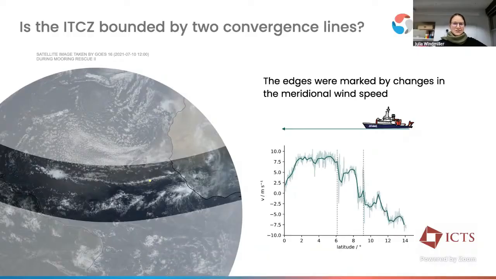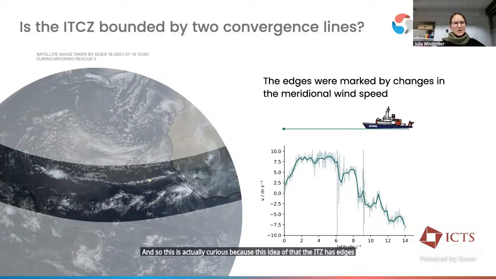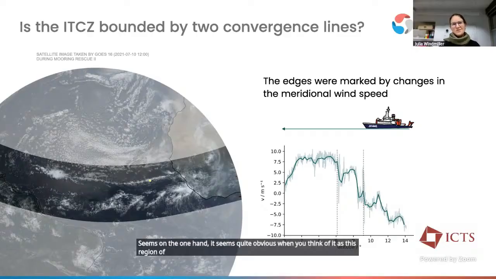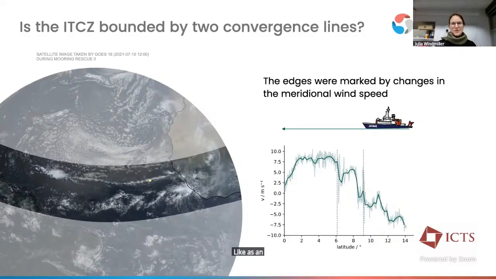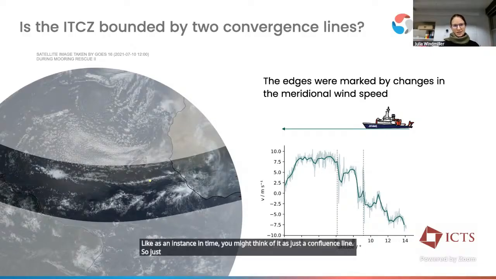And so this is actually curious, because this idea that the ITCZ has edges seems, on the one hand, quite obvious when you think of it as this region of mean ascending motion and region of mean high column water vapor. But if you think of it as an instance in time, you might think of it as just a confluence line. So just the line where the trade winds meet. So the northerly and the southerly trade winds meet, and that's where you have the ITCZ.